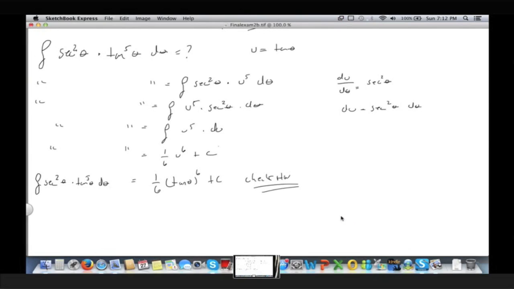So the substitution you made here was u equals tangent theta. Why is that a good substitution? Because the derivative of tangent theta is secant squared theta, which is also in the integral.